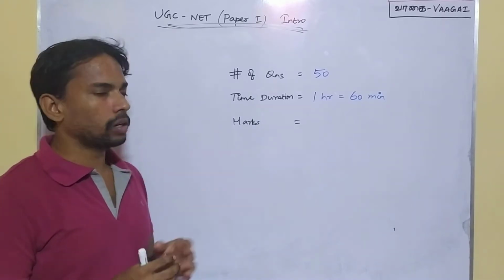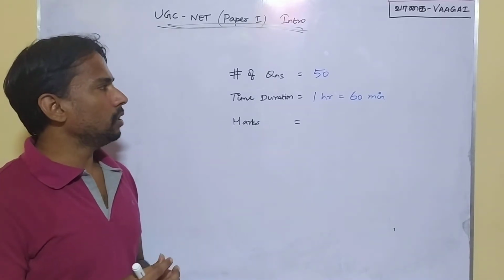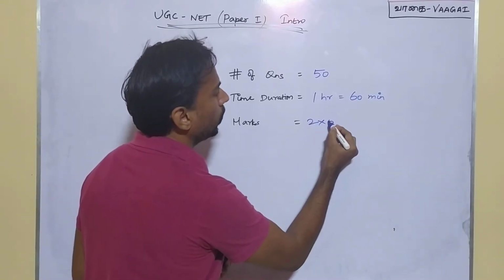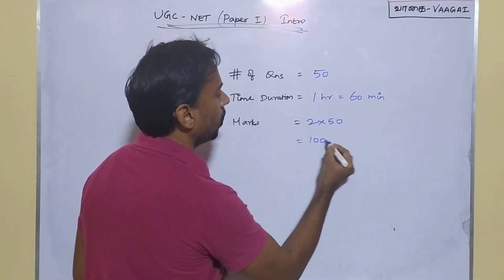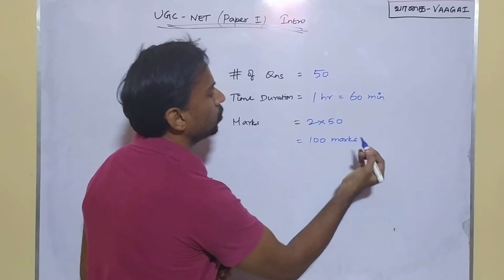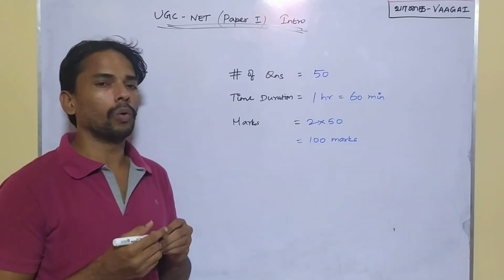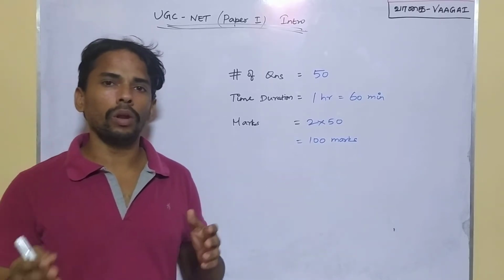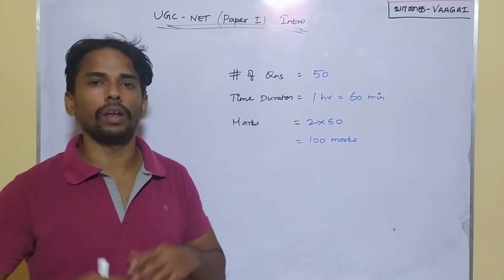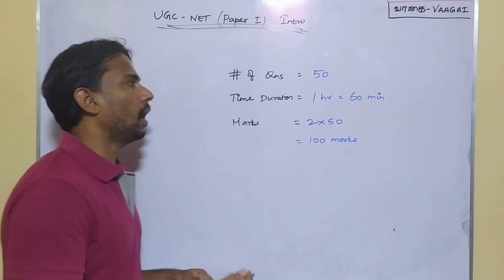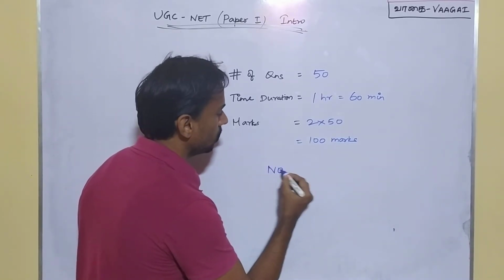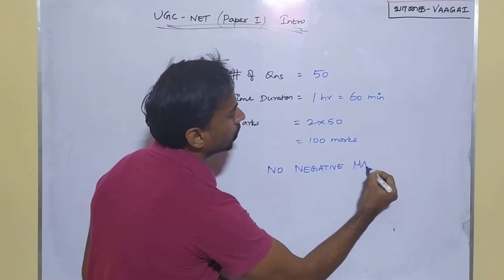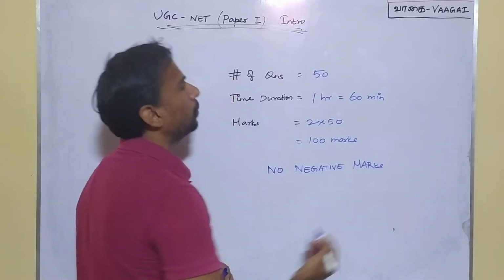About the marks, each question carries 2 marks, and so 2 into 50 is going to be 100 marks. So in your UGC NET Paper 1, you are going to appear for a total of 100 marks. And one more important and glad piece of news is that you don't have negative marking here. So strictly no negative marking in your UGC NET Paper 1.